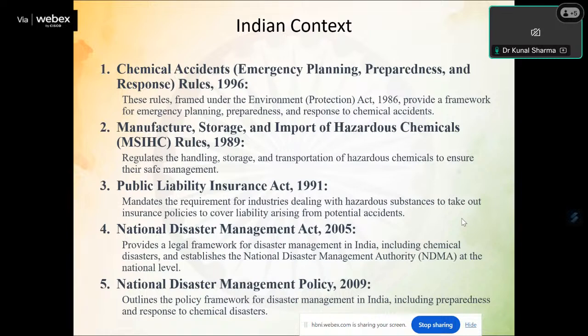Then we have the NDMP, now the 2019 National Disaster Management Policy. It outlines the policy framework for the disaster management plan in India, including preparedness and response to chemical disasters. NDMP covers all the particular segments, and they have made some thematic and sub-thematic areas of consideration wherein each ministry has been given certain roles. Talking about the chemical part, we have the Ministry of Environment and Forest as the nodal ministry, and other ministries, such as the Ministry of Labour and Employment and the Ministry of Chemicals, are in a supportive role.